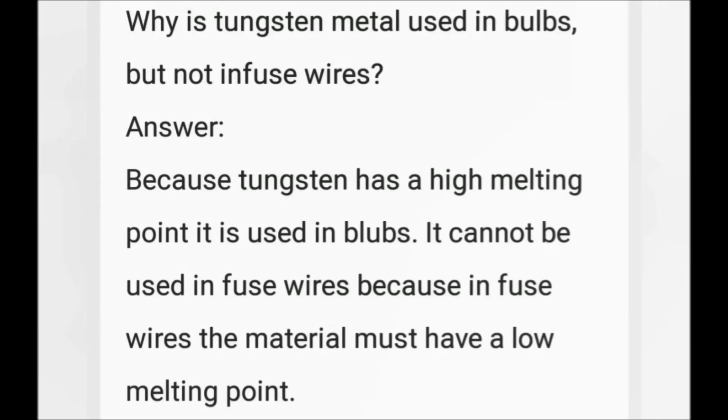Why is tungsten metal used in bulbs but not in fuse wires? Because tungsten has a high melting point. It is used in bulbs. When current passes through this wire, heat is produced in the filament. When the filament is heated, it glows and gives out light. Tungsten is the commonly used material to make the filament in a bulb. It cannot be used in fuse wires because in fuse wires the material must have a low melting point. Thus, tungsten metal is used in bulbs, not in fuse wire.